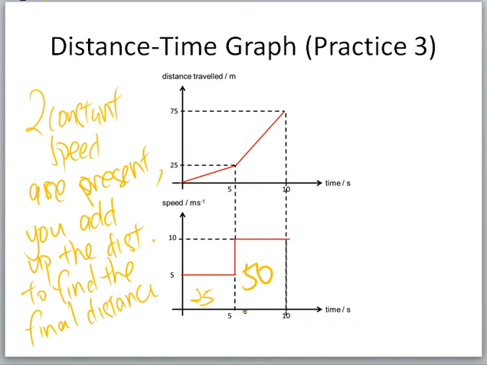So we have completed converting the speed time graph to a distance time graph. So this is the end for your forces affecting speed.